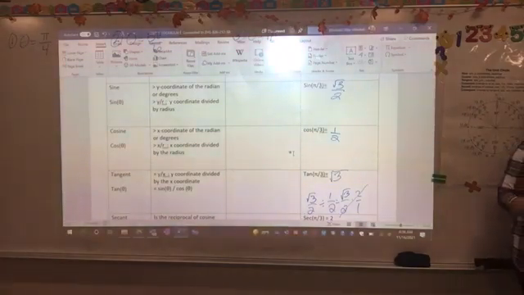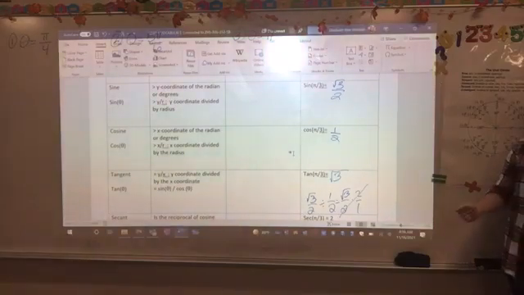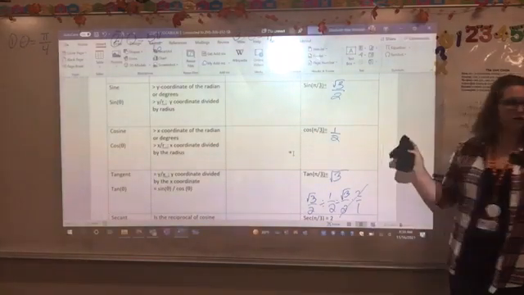Questions on our three main trig functions? Okay, you've used these before. We just haven't applied them to a circle before. All right? Questions?